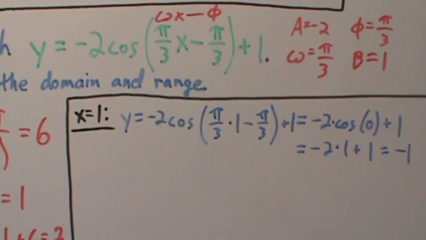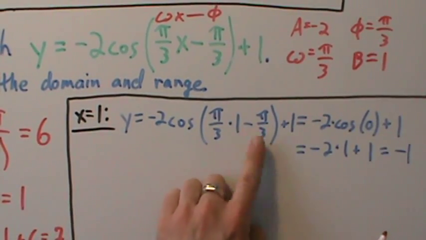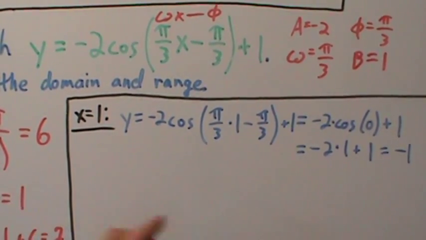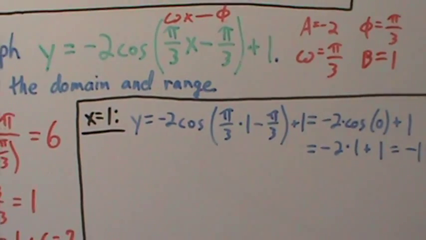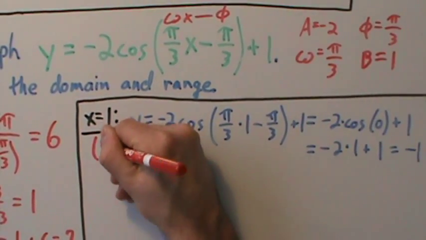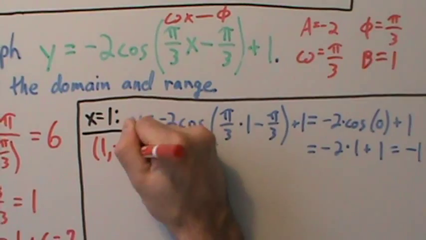If you remember our videos without the phase shift when we did this graphing, this is all exactly the same. The only thing that's a tiny bit different now is this expression is just a little bit more complicated to simplify. But it's not that bad, it's just subtraction now. So the point here is 1 comma -1.